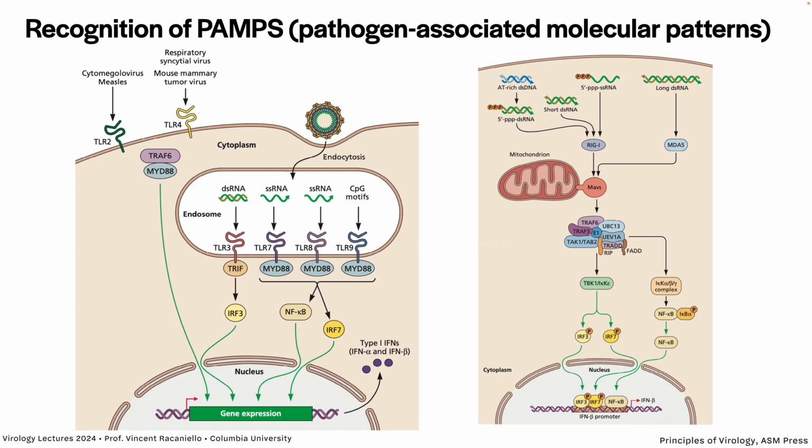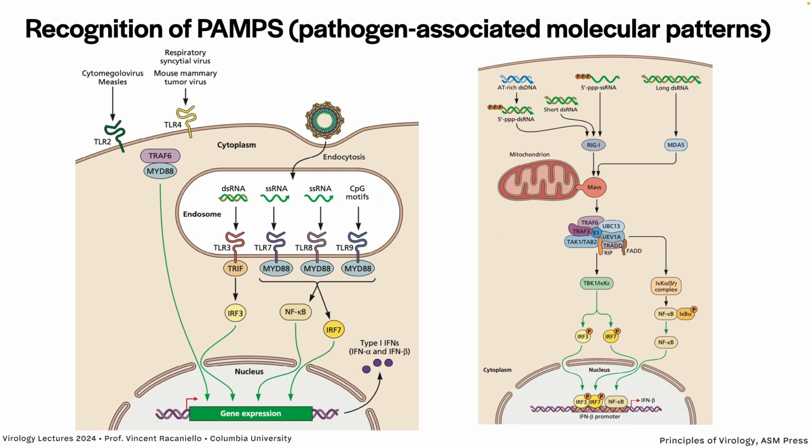So the recognition of something foreign, that foreign entity, is called a pathogen-associated molecular pattern. And one of them is nucleic acids, right? And that's figuring prominently on this slide. But there are also viral proteins that are recognized. For example, toll-like receptor 2 and 4 can recognize viral proteins on the plasma membrane. And here we see viral RNAs being recognized.